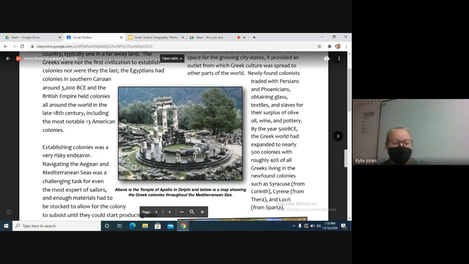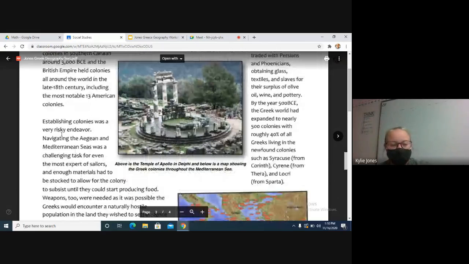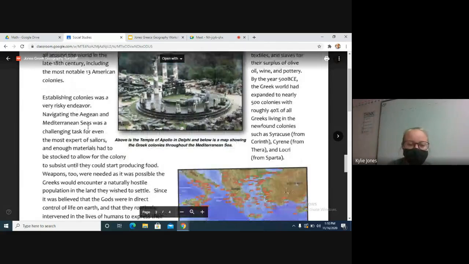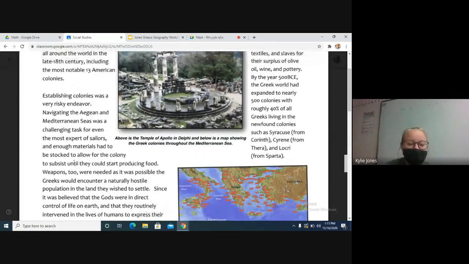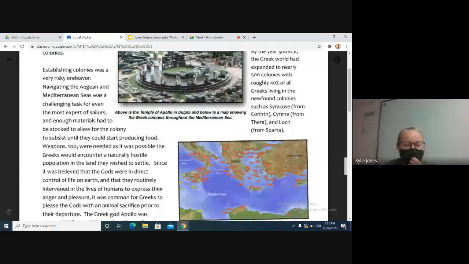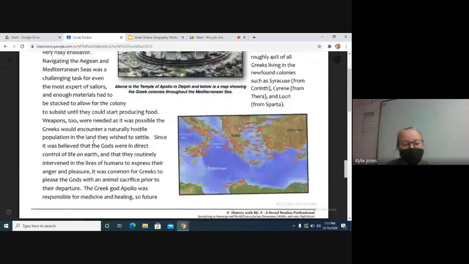So our next paragraph here says, establishing colonies was a very risky endeavor. Navigating the Aegean and Mediterranean seas was a challenging task for even the most expert of sailors, and enough materials had to be stocked to allow for the colony to subsist until they could start producing food. Weapons, too, were needed, as it was possible that the Greeks would encounter a naturally hostile population in the land that they wished to settle.